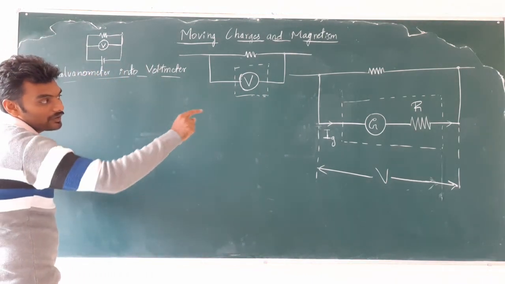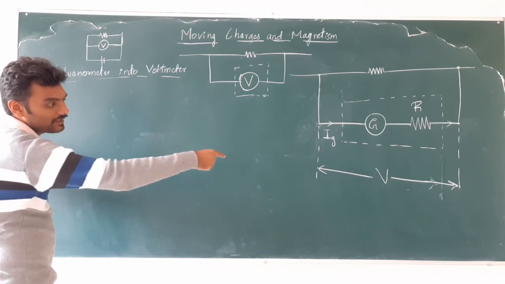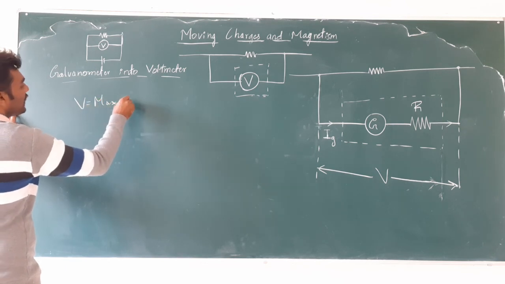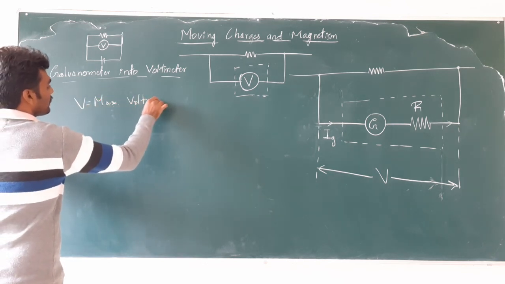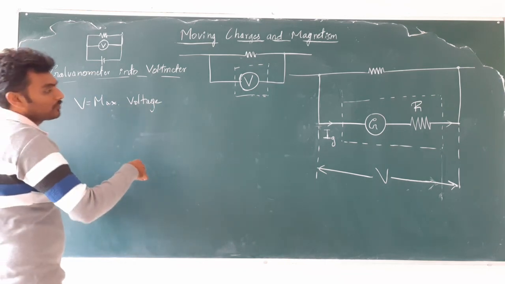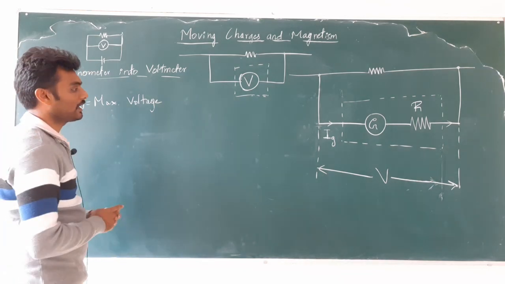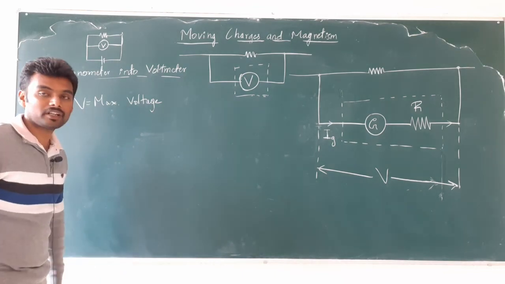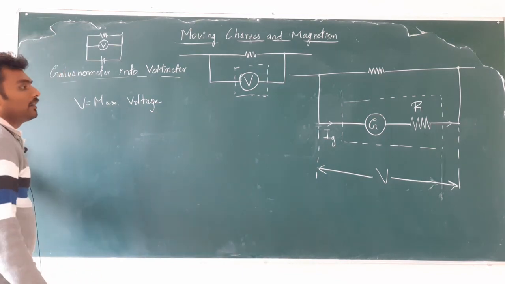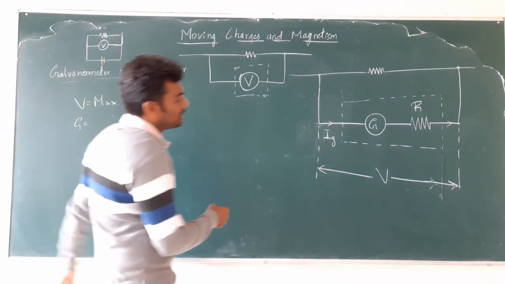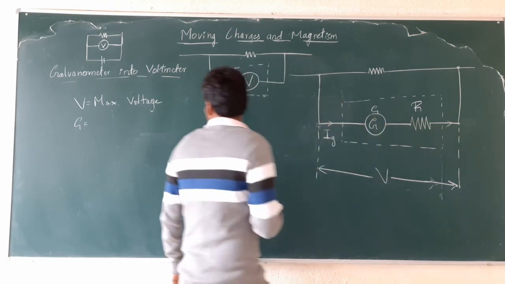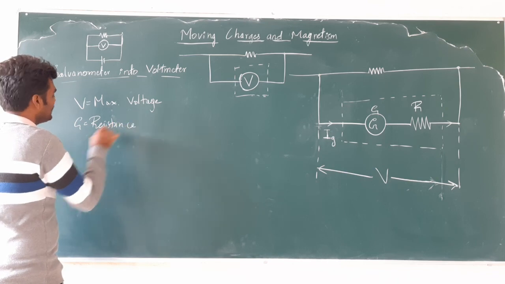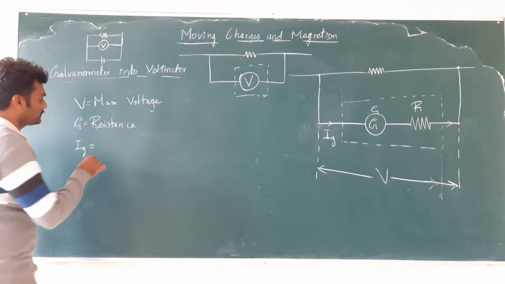Now the value of R, capital R, decides V. What is V? V is the maximum voltage which has to be measured, or the range of voltage that has to be measured, 5 volt, 10 volt, the maximum one. For this voltmeter it is 2 volt, which I showed you. And G is the resistance of the galvanometer again. Ig is the current through the galvanometer.